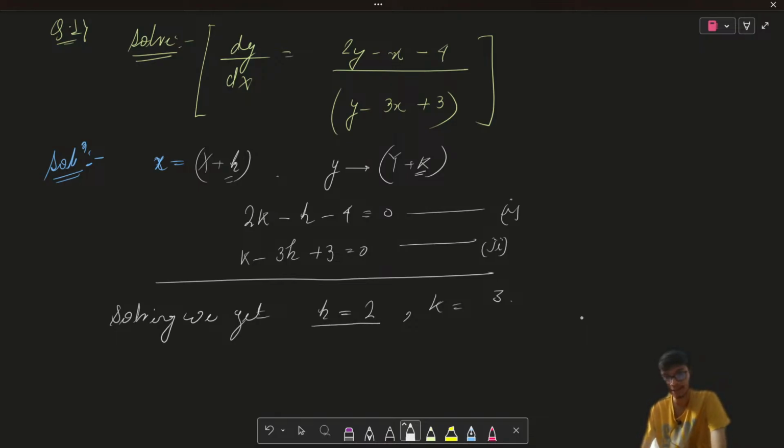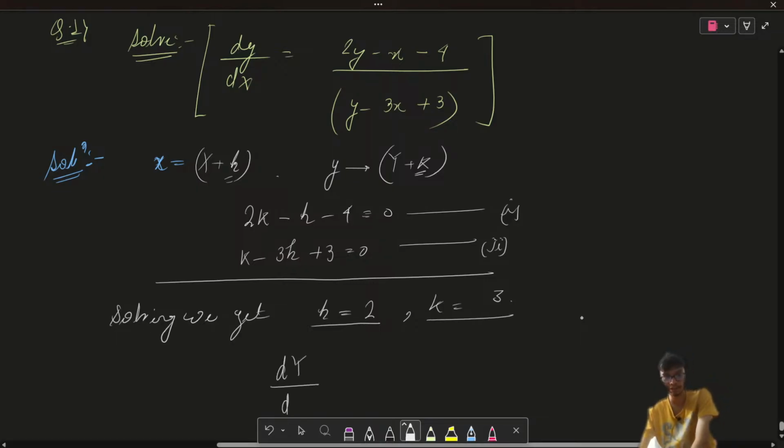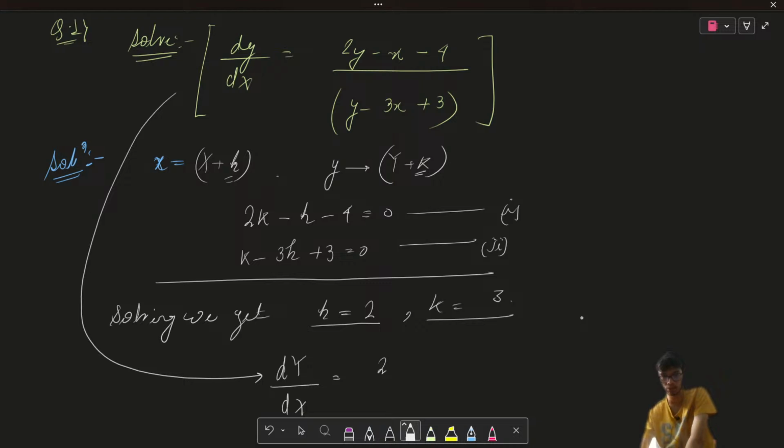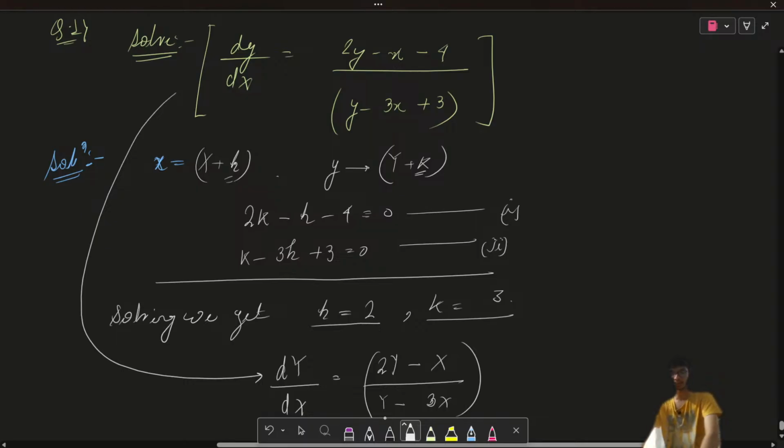Now, once you get h and k, then if you replace them and reduce the differential equation, the reduced differential equation is going to look like this: dY by dX is equal to (2Y minus X) divided by (Y minus 3X), right? So this is our homogeneous form of differential equation.